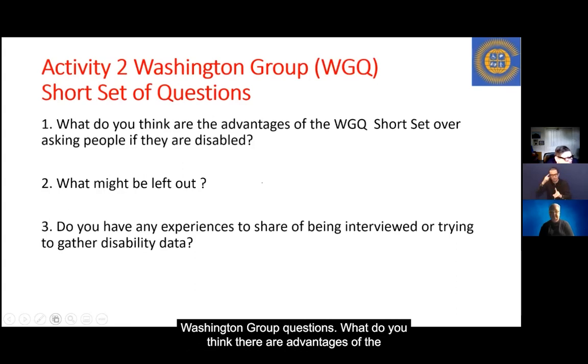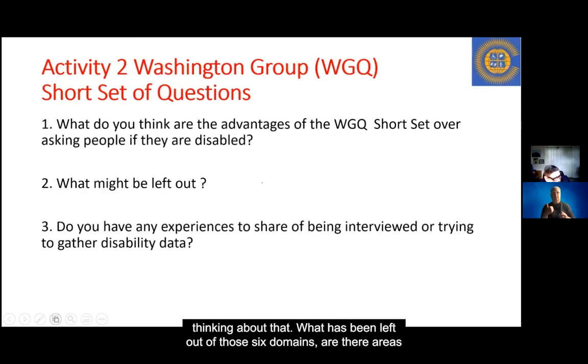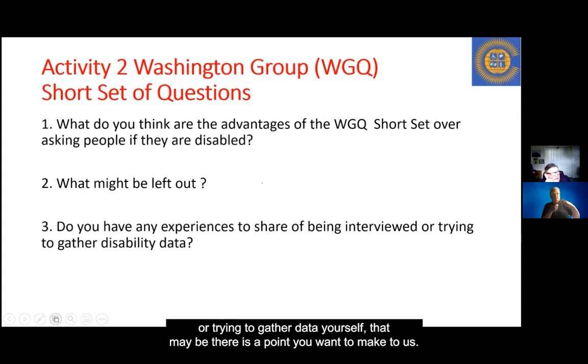Okay, so we're now on to the second activity on the Washington Group questions. What do you think are the advantages of the Washington Group set of short questions over asking people if they're disabled or not? That's the first one. What are the advantages of using the multi-dimensional approach that we've seen there? And I'll put it back up on the slide when you're thinking about that. What's been left out of those 6 domains? Are there areas that have been left out that we should be adding? And last one, just for those people who want to share it with us, have you experience of either being interviewed or trying to gather data yourself that maybe there's a point you want to make to us?